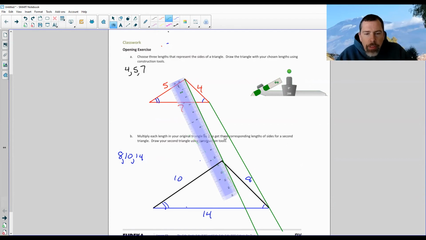why is my ruler doing this? Let me delete my ruler.